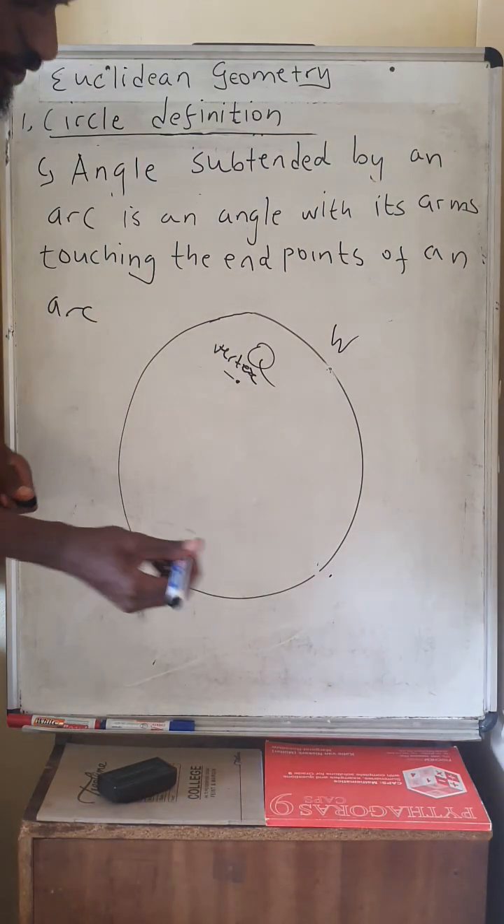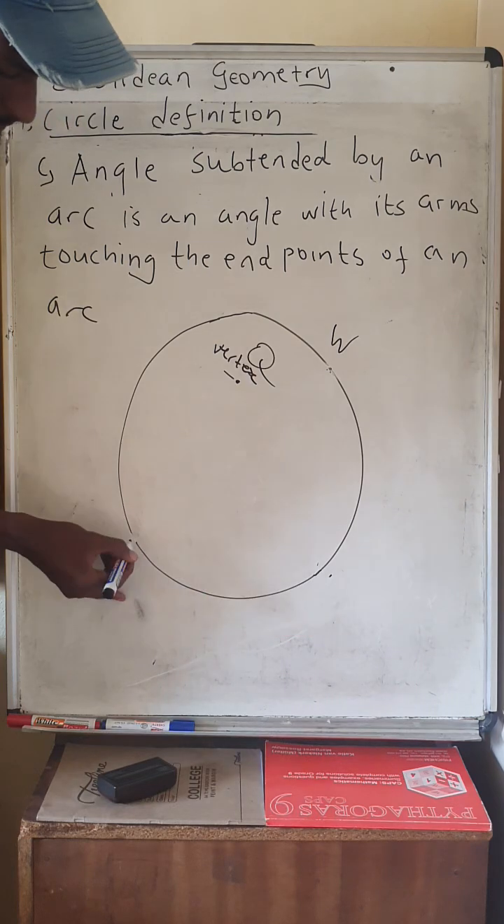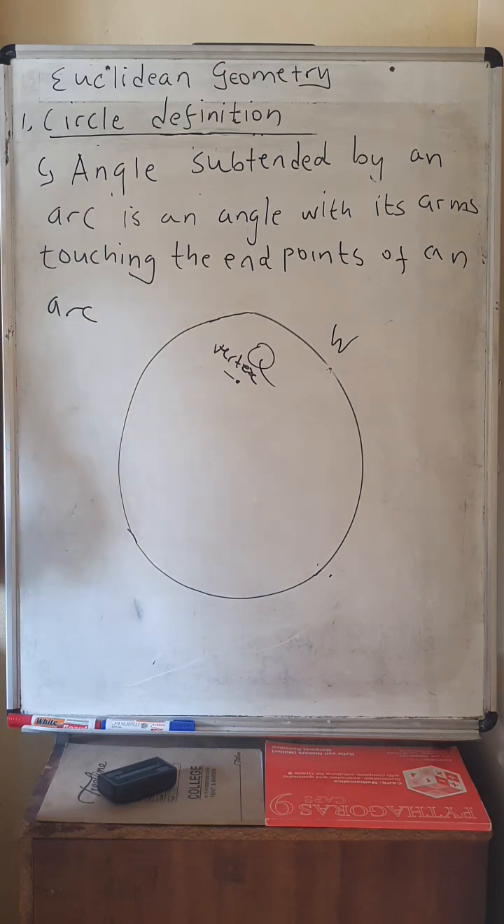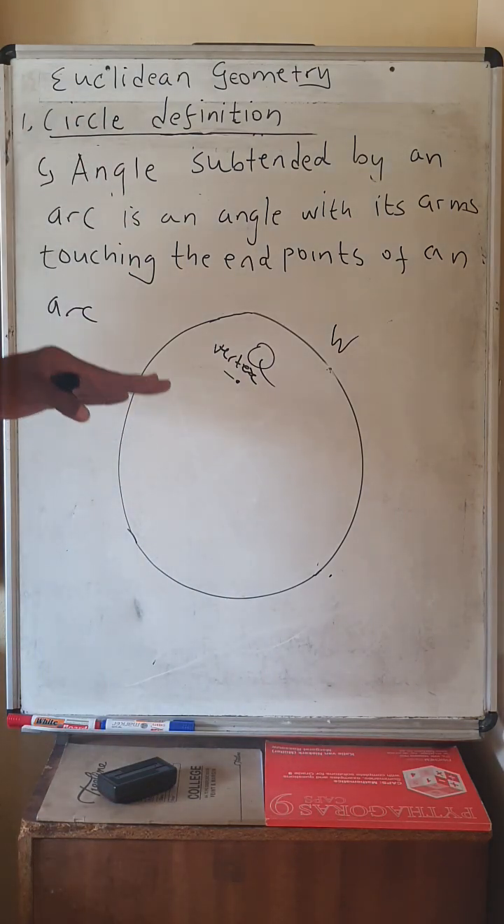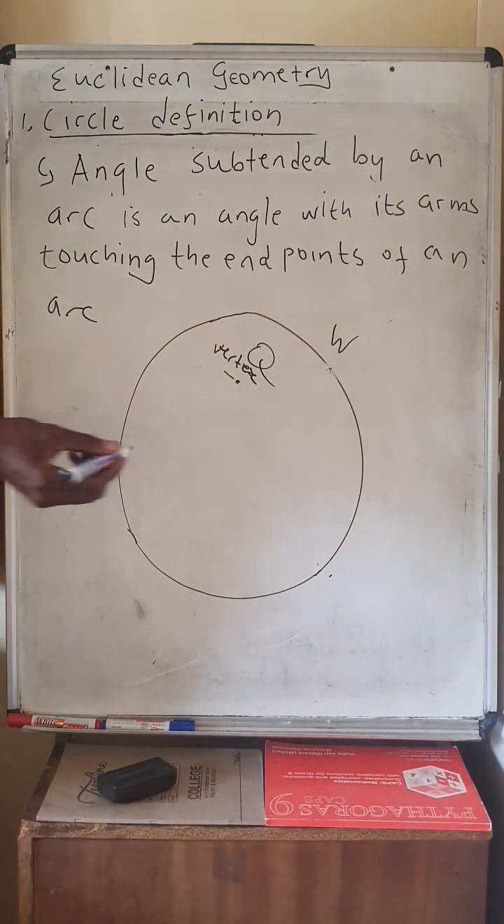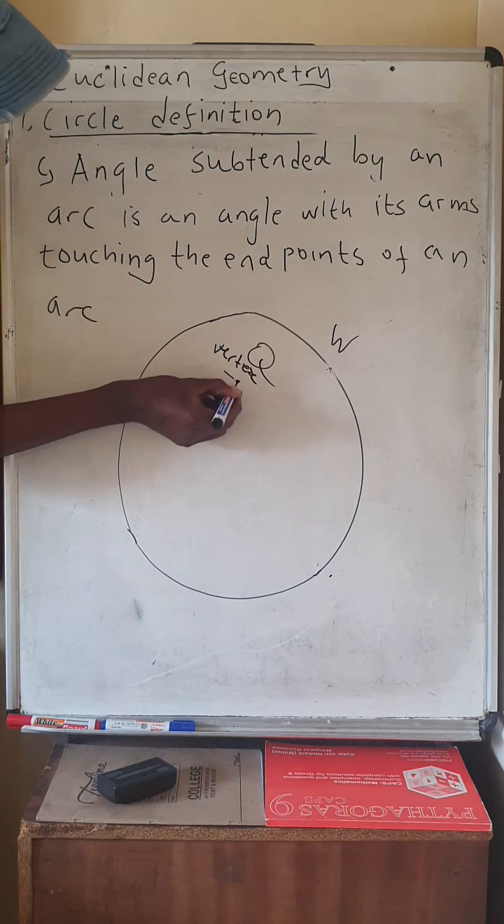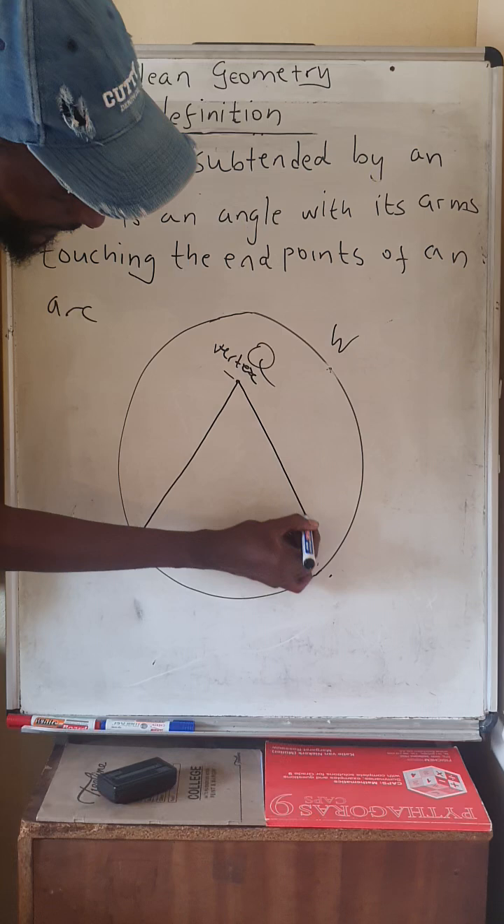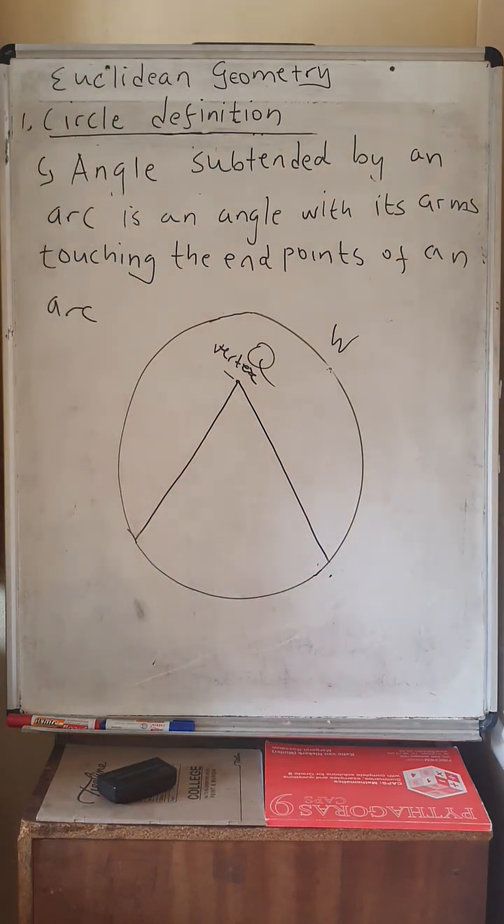If we follow the arms and the arms do not touch the circumference, then that angle is not subtended by the circumference. So let us follow the arms. So now I'm going to give you the arms. I'm going to draw the arm like this, and then the other arm like this. Let us follow the arms.